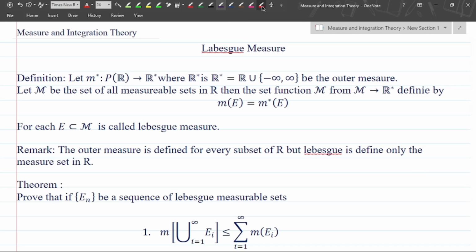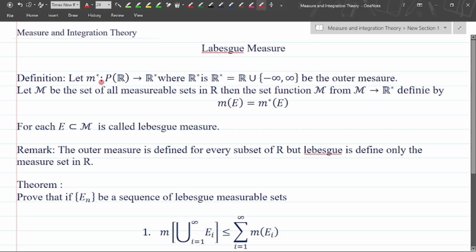In this video, we'll discuss the Lebesgue measure. In the previous videos, we have discussed Borel sets and Lebesgue measurable sets, the sigma algebra sets and Borel sets. Now we'll discuss the Lebesgue measure. So what is the definition of Lebesgue measure?